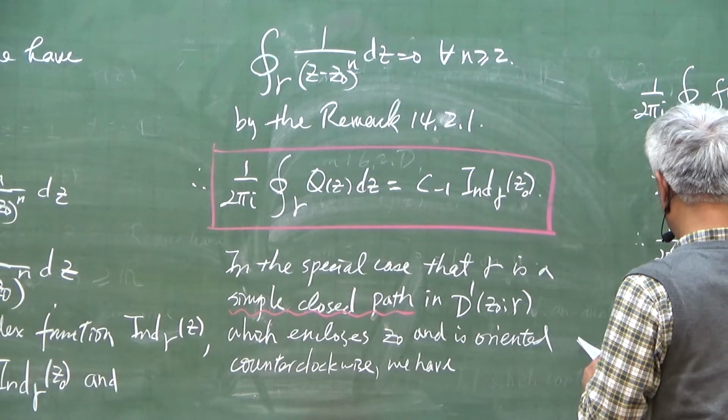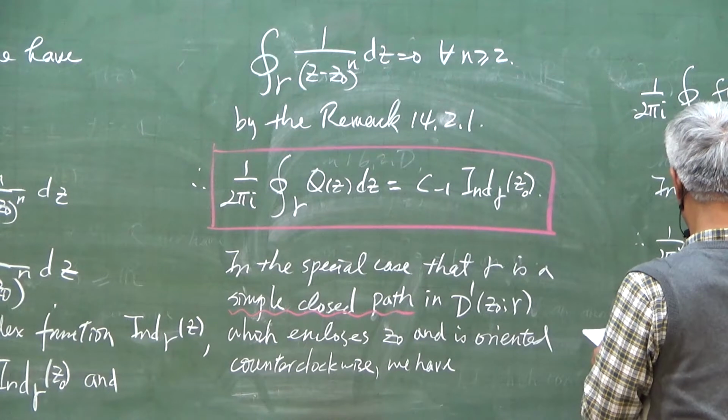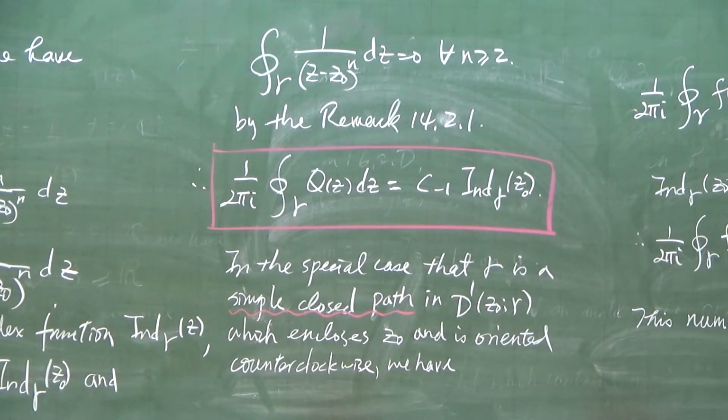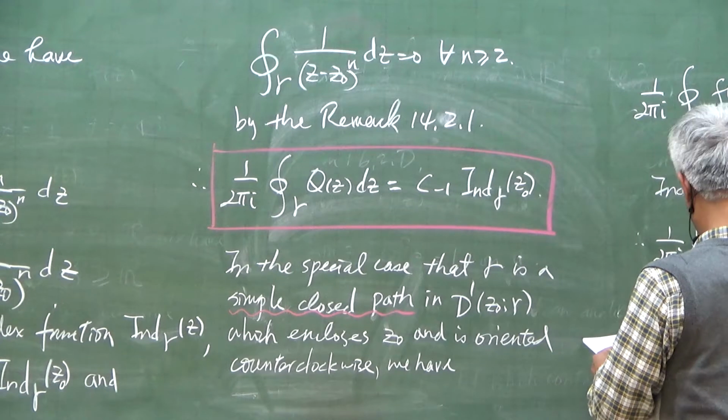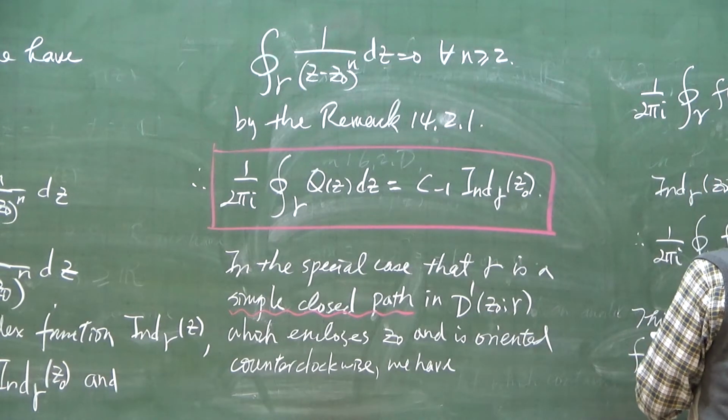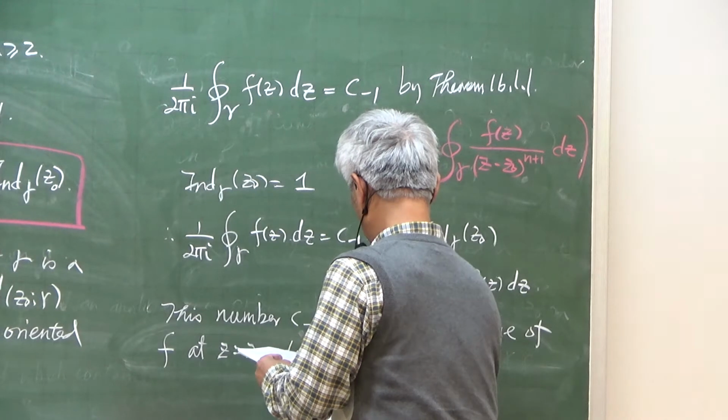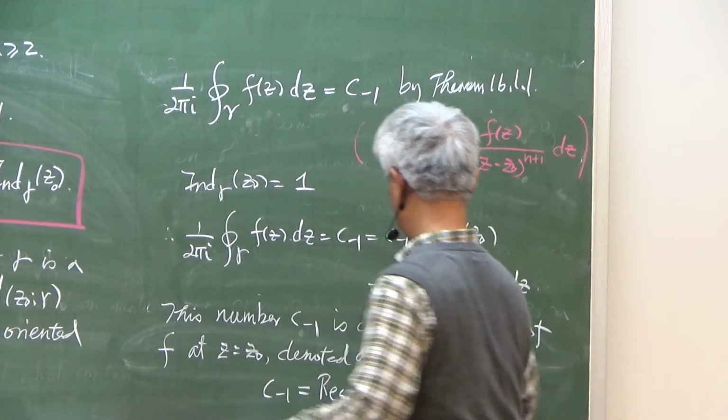We give a special name to this number, c minus 1. c minus 1 is the coefficient of the minus 1 power in the Laurent series expansion. So this number is called the residue of f at z equal to z0. It is denoted c minus 1, the residue at z equal to z0 of the function f(z).